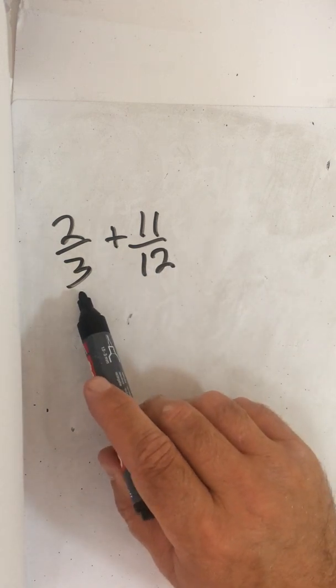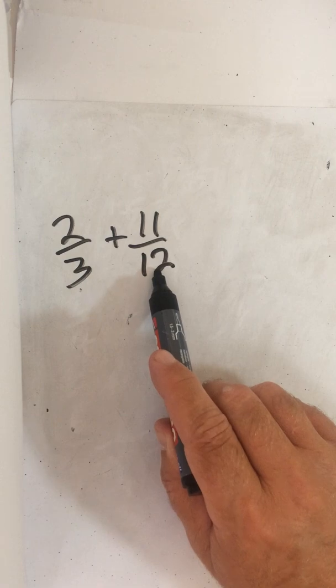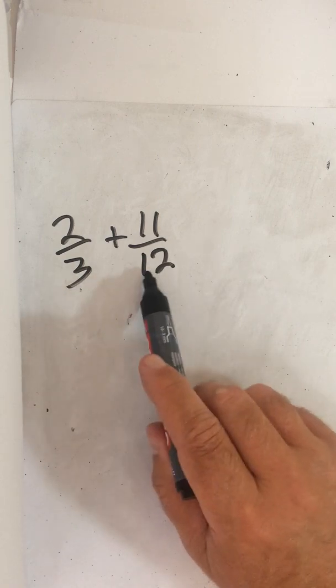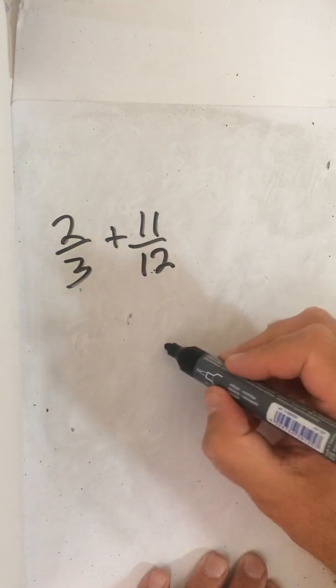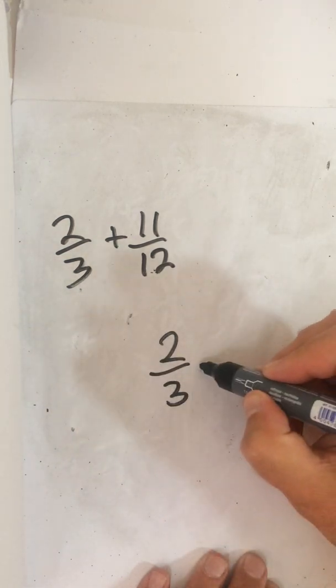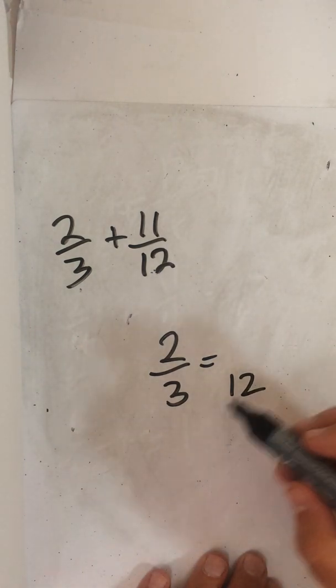And then I'm looking at my smaller denominator. Will my smaller denominator go into my bigger denominator? 3, 6, 9, 12. Yes, it will. So that means I'm going to turn my 2/3 into 12ths.